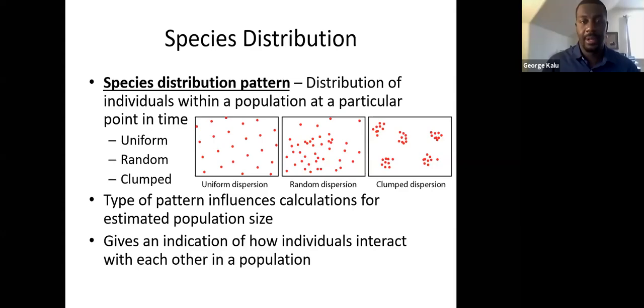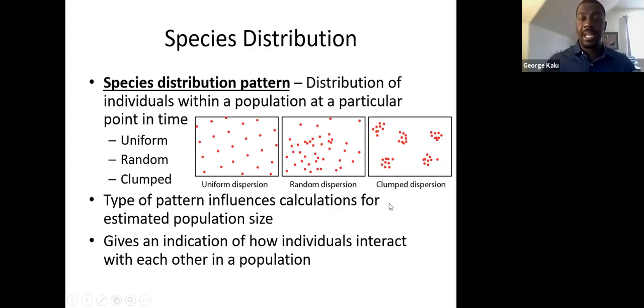Okay, so the next thing that we're going to be taking a look at is species distribution. This gives us an indication of the density of our populations. Species distribution patterns are just the patterns of how those particular organisms are going to be spread and distributed throughout their population. And we've got three different types of species distribution patterns: we have uniform distribution, we have random dispersion, and then we also have clump dispersions as well.